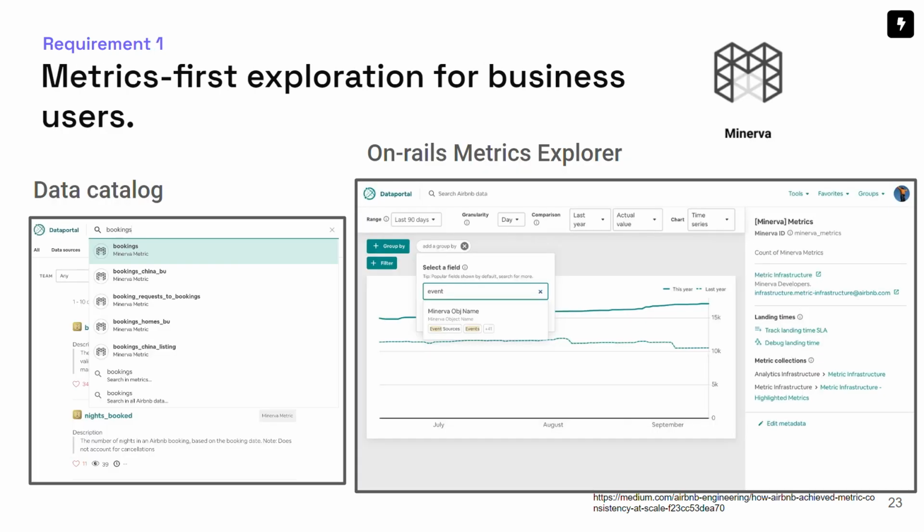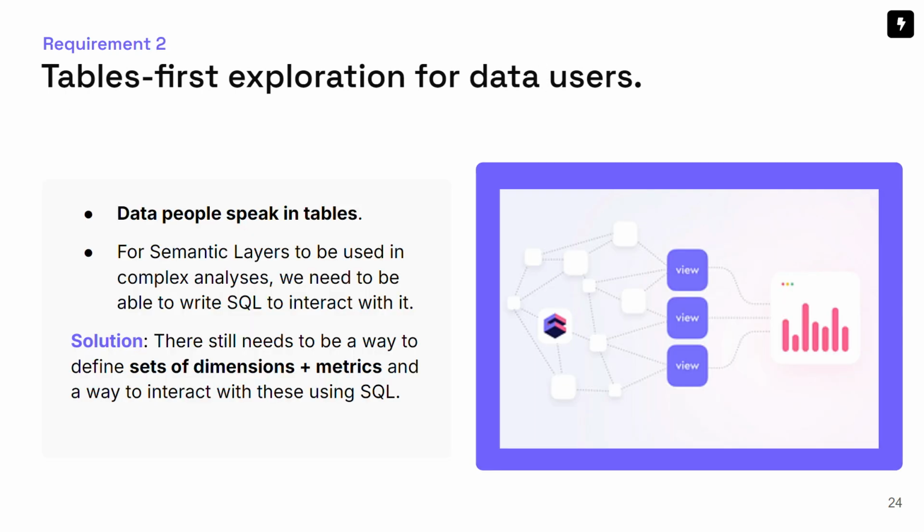Okay, we have an easy first requirement: let's just build metrics-first exploration, done. The second requirement is that we also need tables-first exploration for data users. So data people, we speak in tables. We speak in tongues sometimes too, but that's different. But we speak in tables. And if we want semantic layers to be used for more than just answering basic questions like show me a metric over time, grouped by something, then we need to be able to write SQL to interact with these tables. And when you write SQL, you're inherently interacting with tables.